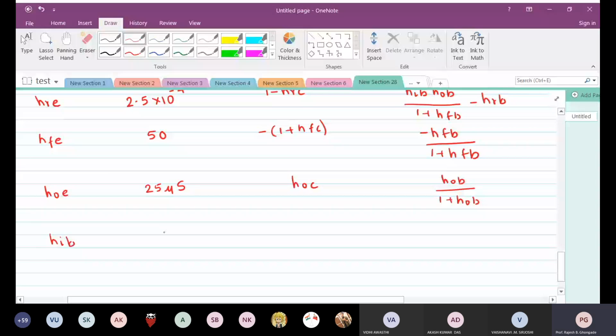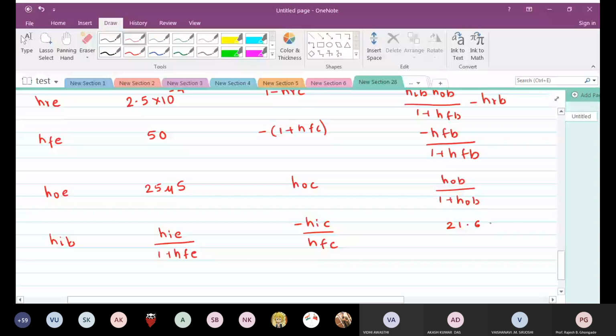Now, in terms of H parameters in the common emitter configuration, this happens to be HIE divided by 1 plus HFE. Here in this case, it is minus HIC divided by HFC. This is common base, so we have a typical value of 21.6.